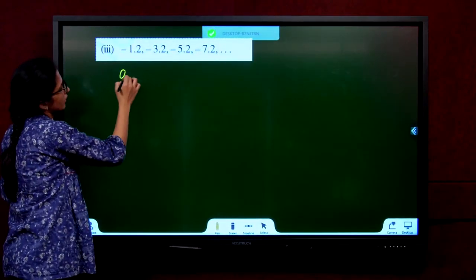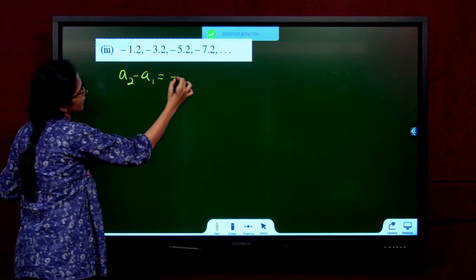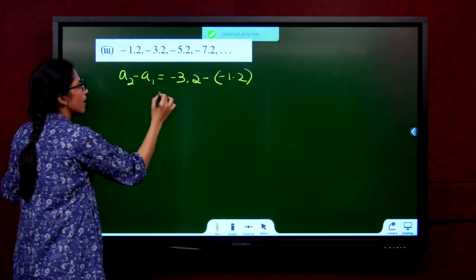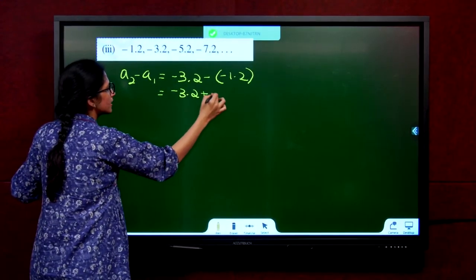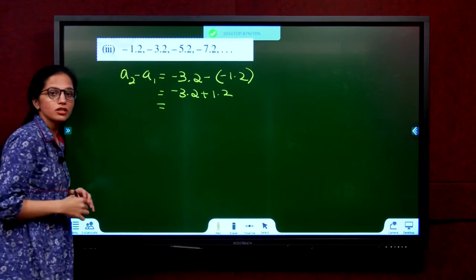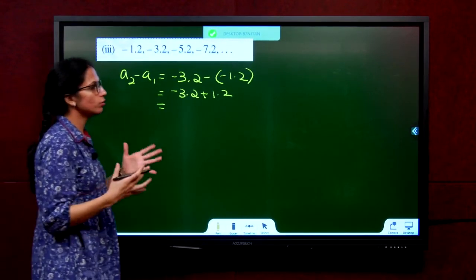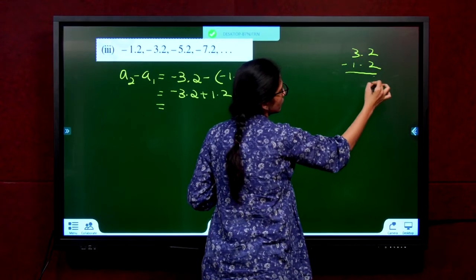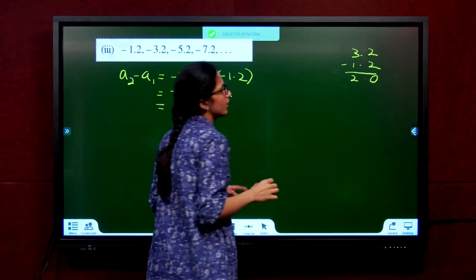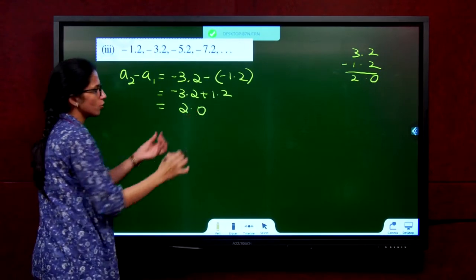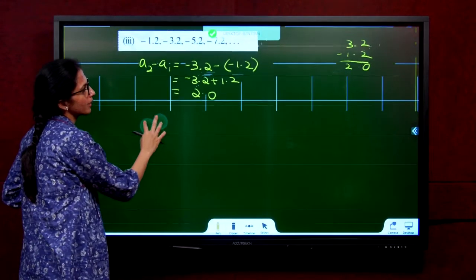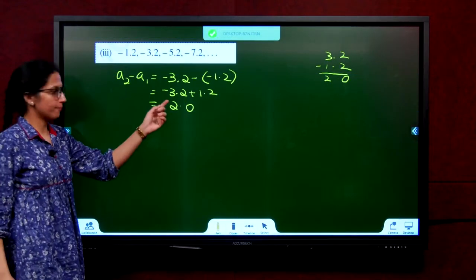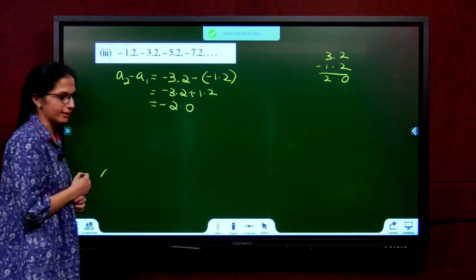Okay, now A2 minus A1: minus 3.2 minus of minus 1.2, so minus 3.2 plus 1.2. How much is minus 3.2 plus 1.2? Do normal subtraction. 3.2 minus 1.2, 2 point 0, 3 minus 1, 2. So, answer is minus 2.0. Who is bigger? Minus 3.2 or plus 1.2? Minus 3.2. So, the bigger number's sign will carry.